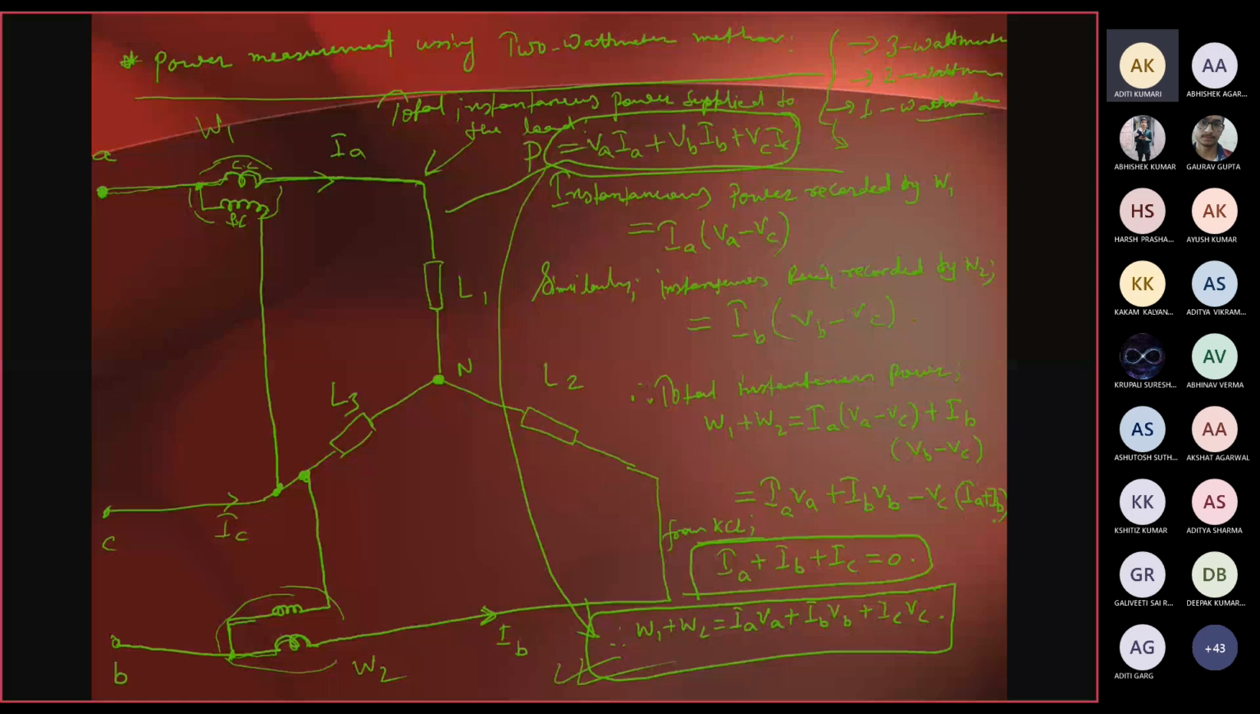So if the load is star connected, it should have no neutral connection. That is, it should be a three-phase, three-wire system. And if it has a neutral connection, that is, suppose we want to measure power in a three-phase, four-wire system, then it should be exactly balanced, so that there is no neutral current flowing through the neutral wire. Otherwise what will happen?